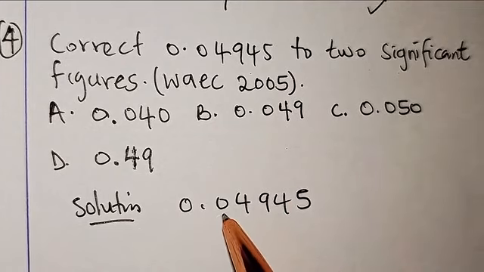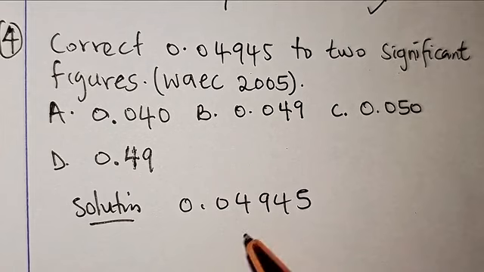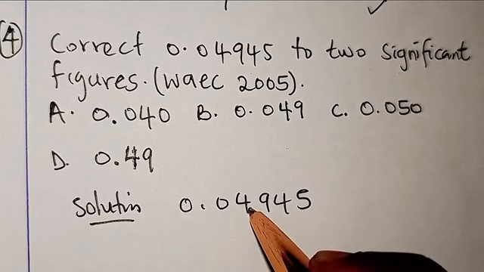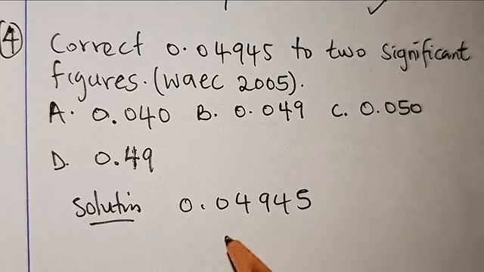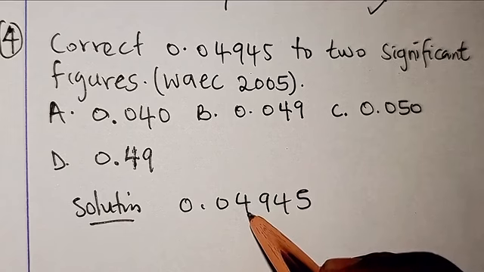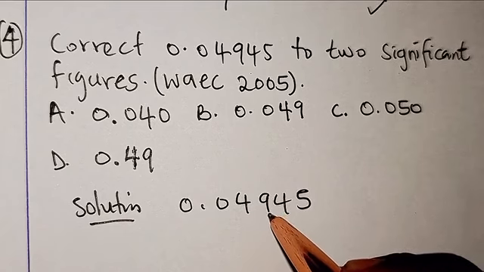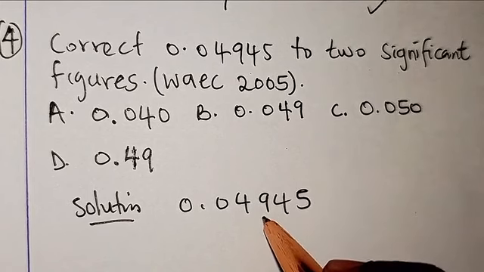Now this 0 and 0, because they are at the start, we count them as useless. They are not going to be counted. The first significant figure, meaning important, is the non-zero one, which is 4. The second one is 9, which is where we are going, because they said two significant figures.